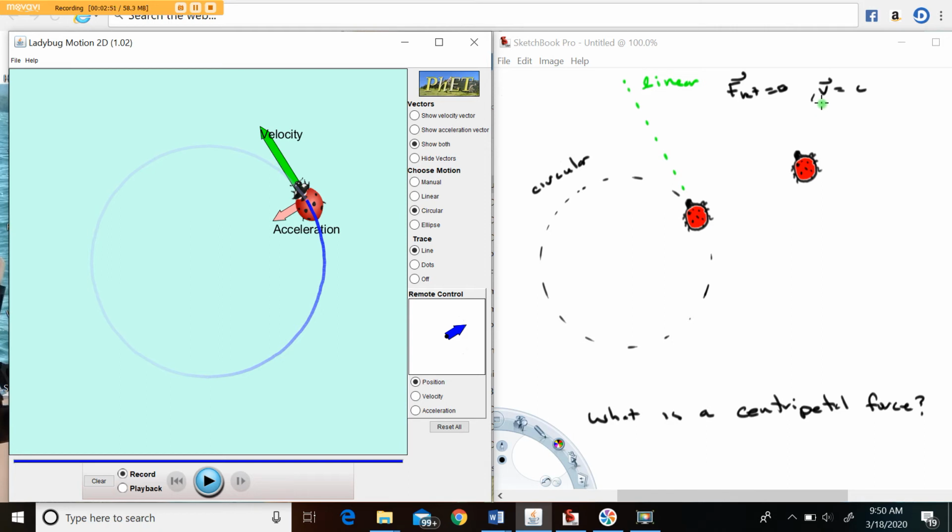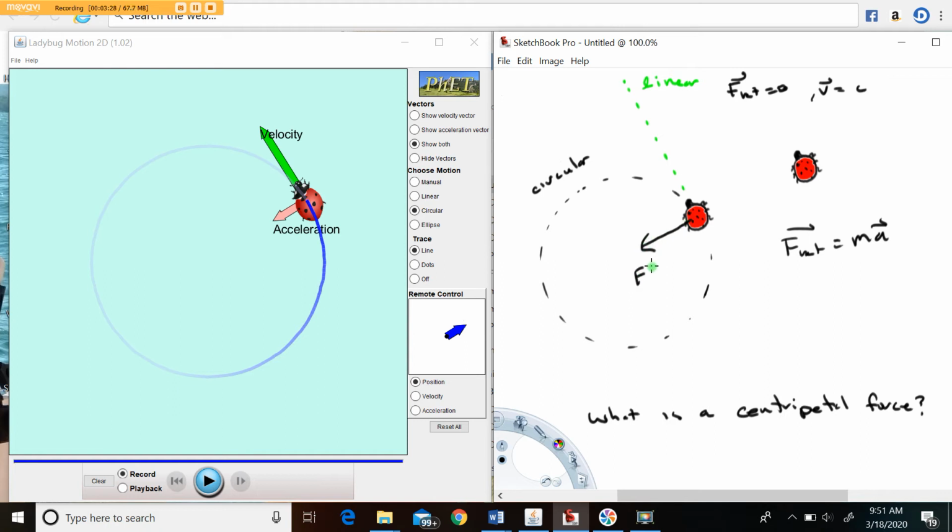Now, we can observe from our simulation that that's not what's happening. The ladybug is moving along this circular path. So by Newton's first law, there has to be a net force on that ladybug. By Newton's second law, remember, net force is equal to ma. This ladybug is accelerating inward, as seen by this acceleration vector. So there has to be a force inward acting on this ladybug.